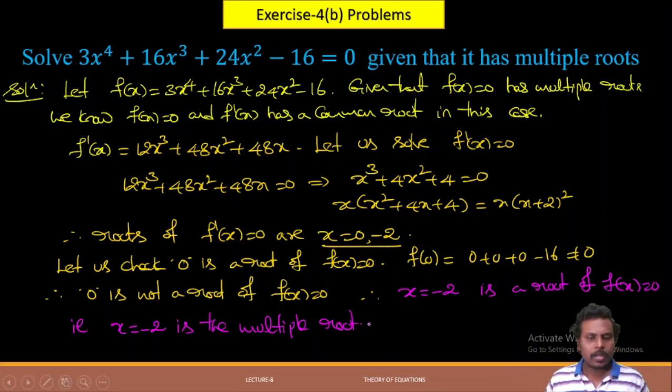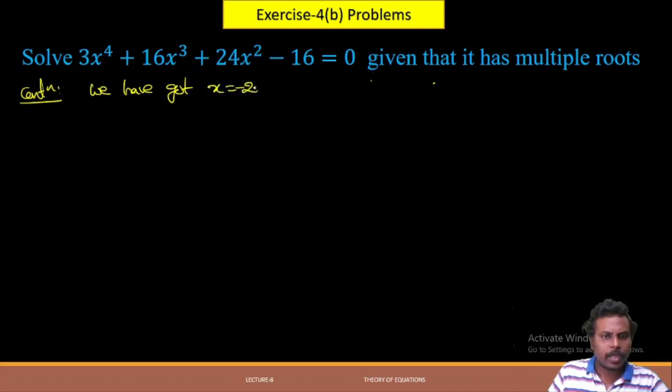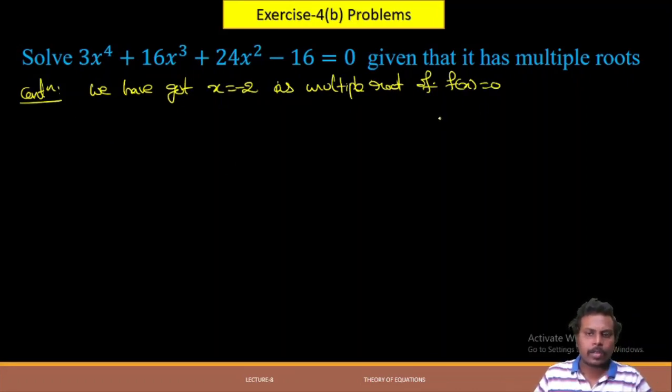Let us find out the other roots of it. So we have got x = -2 as a multiple root of f(x) = 0. So let us find out the other roots.